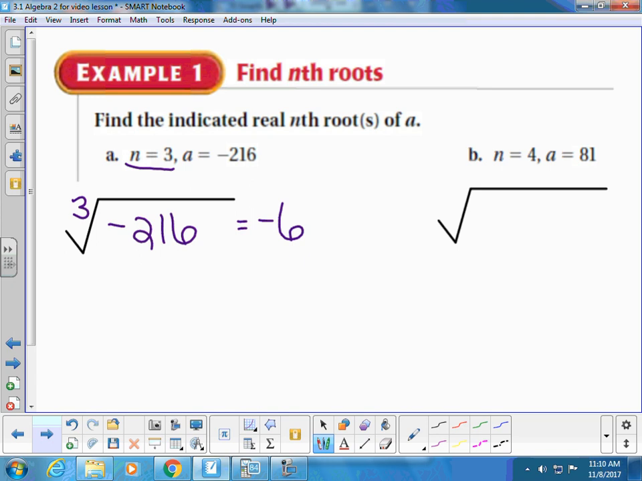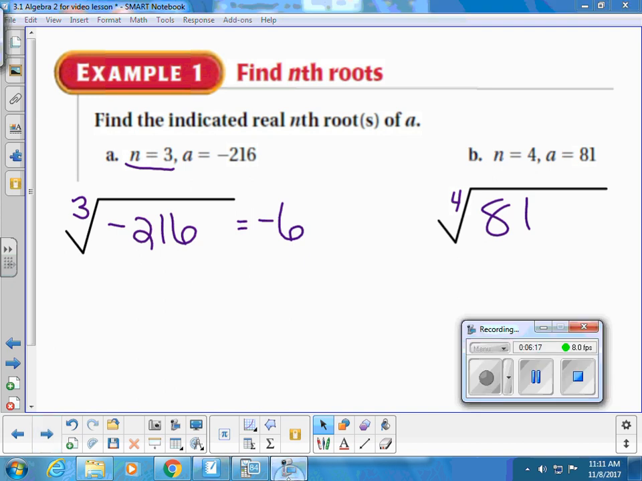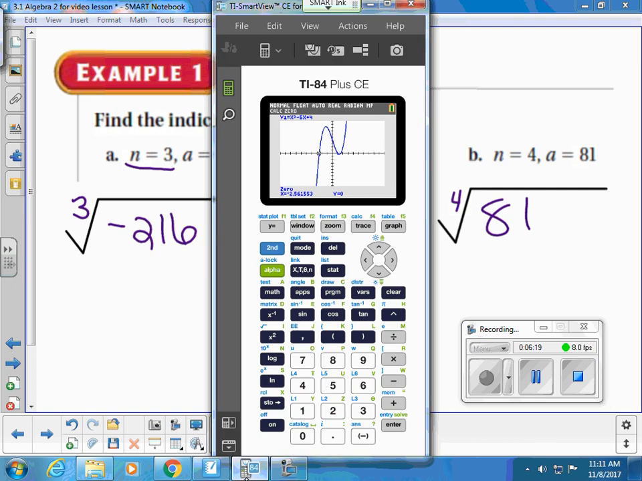All right, we get to our next one. Our n value is 4, so we're going to be taking the fourth root of 81. This is our first time, I believe, this year ever doing a fourth root. So I'm going to show you where the button is in the calculator and how you can do that. So we're going to do the fourth root of 81. Grab my calculator, get out to my home screen.